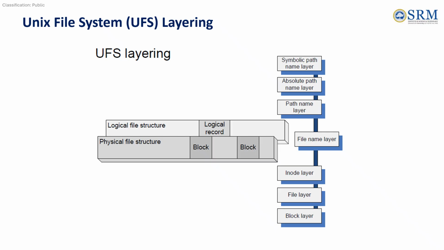Then comes the inode layer. This is a very important layer because it stores metadata about files such as permissions, ownership, file size, and pointers to data blocks. Below the inode layer is the block layer where the actual file data is divided into storage blocks. The operating system manages these blocks for efficient storage and retrieval. Finally, at the bottom, we have the physical storage device such as a hard disk or SSD where the actual data blocks are permanently stored. This layered structure makes the Unix file system flexible and efficient because each layer performs a specific function independently while working together as a complete storage system.